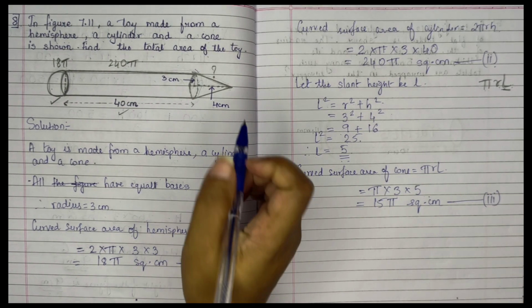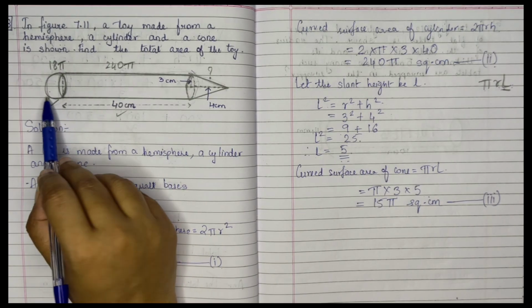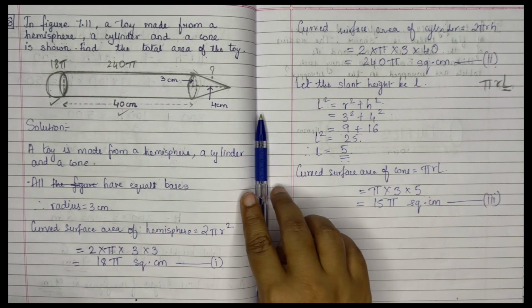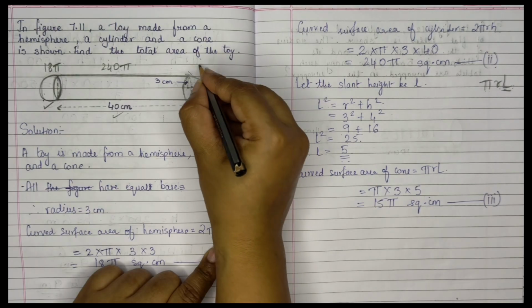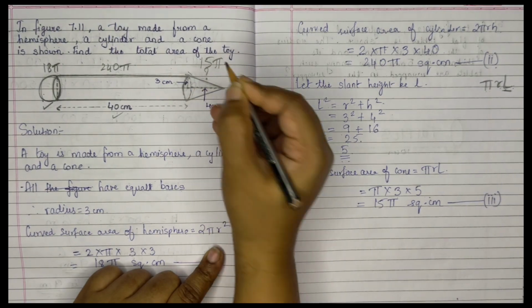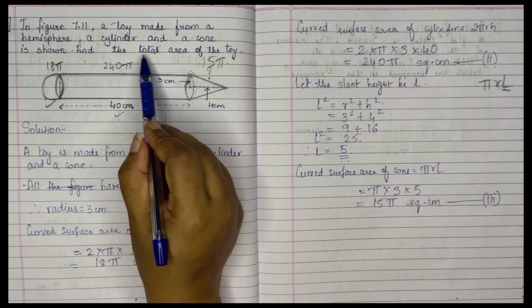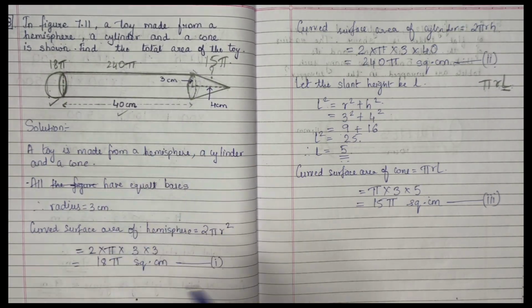Now see, we got the curved surface area of the hemisphere, then we got the curved surface area of the cylinder, and we also got the curved surface area of cone. How much is it? 15 pi. Now what we are going to do? The question is find the total area of the toy. So we will add these three and we will get the total area of the toy.